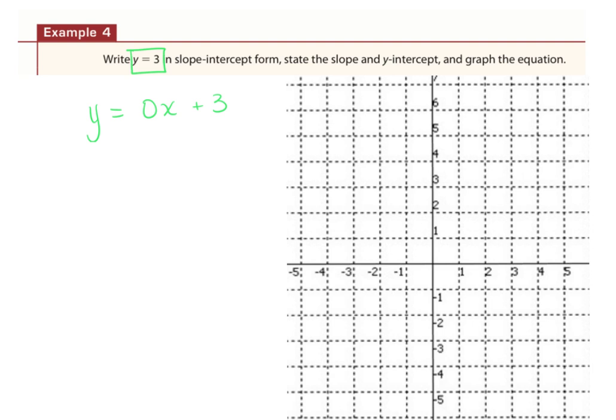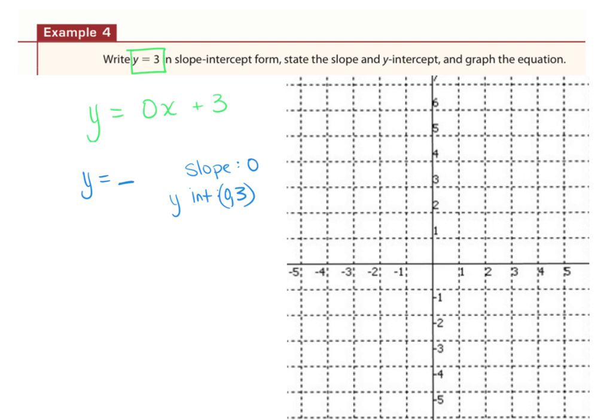Which means my slope of any line that has just y equals some number is always going to be 0, because my x has been zeroed out. All right, my x has been zeroed out. My y-intercept of that type of line is always going to be that number. It's going to cross the y-axis at 0, 3.